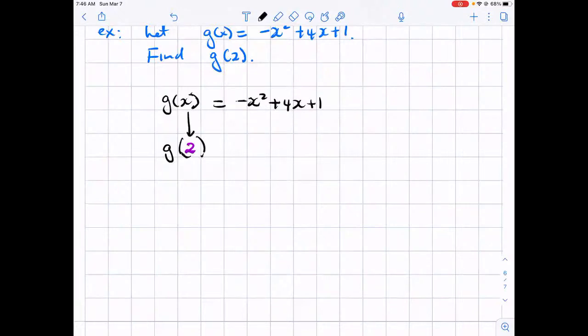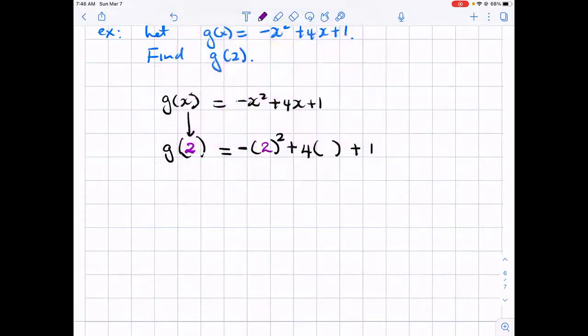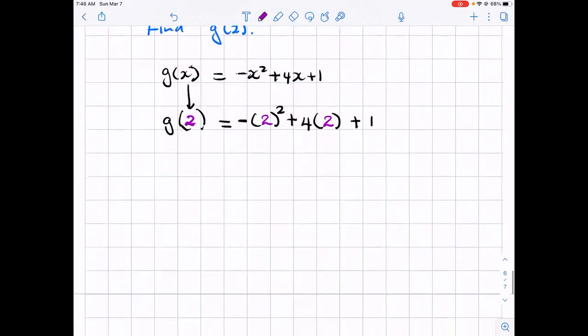Now if I replace x with 2 to the left side of that equal sign, I must replace x with 2 every place that I see an x. So 2 will go in here and 2 will go in there. Okay, that's all I'm doing. I'm replacing every single x value with 2.